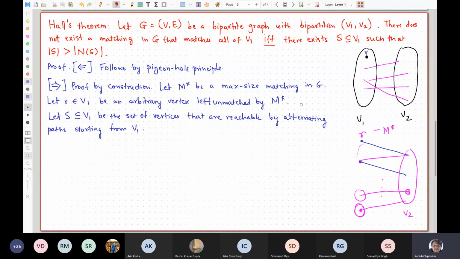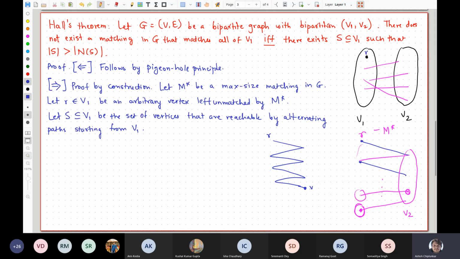So if your alternating path ends in V2, what does that mean? Let me draw a different diagram. You're trying to get an alternating path, and it ends in V2. So let us ask the question: who are the neighbors of this vertex? Let's call this V. Let's call this R. Who are the neighbors of V?